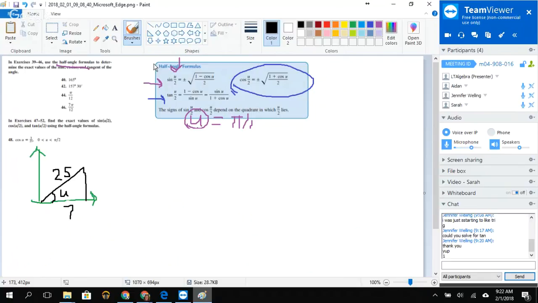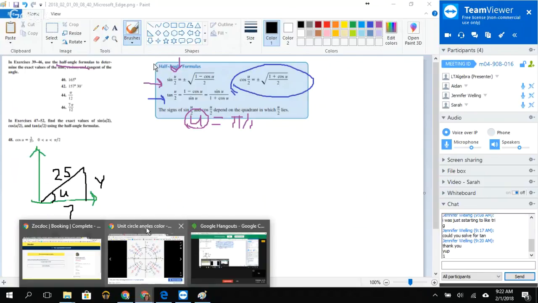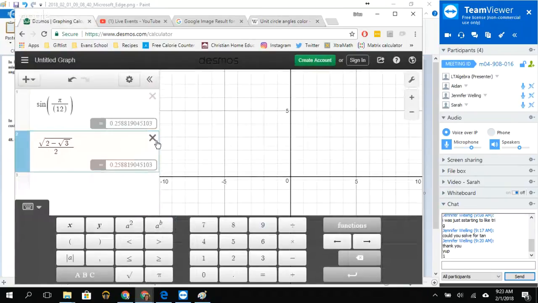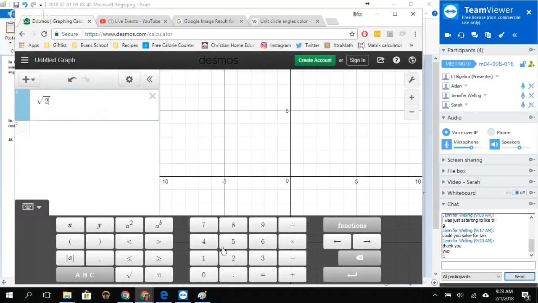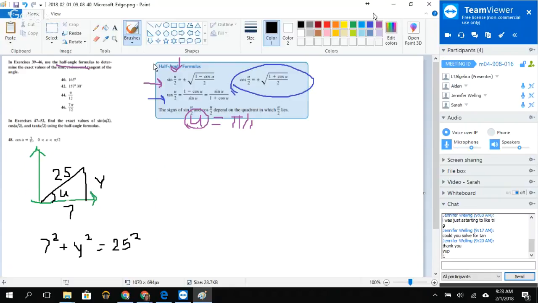So what does that make the sine side, the y component? Well, we would use Pythagorean to figure it out. Let's call that y. It would say 7 squared plus y squared equals 25 squared. Let's double check in Desmos. It's going to be the square root of 25 squared minus 7 squared. I think it's 24. Yep, 24. So that's nice. They gave us some nice numbers. So we know that y over here equals 24.